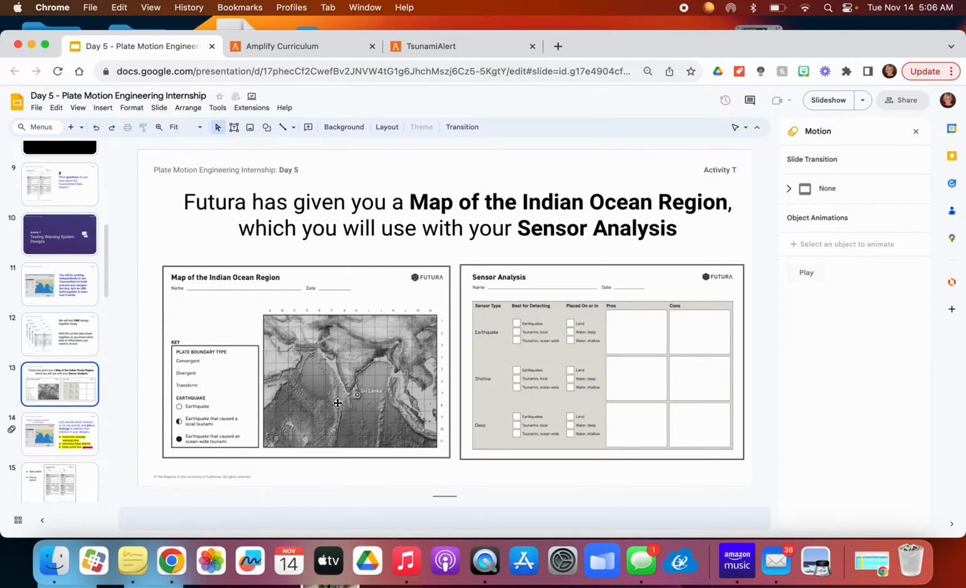So you need to have that because you need to find out where the convergent plate boundaries are, since we know that's where tsunamis are generated, at convergent plate boundaries. It's not going to do you any good to place sensors at or near divergent plate boundaries. It's just a waste of time and money.